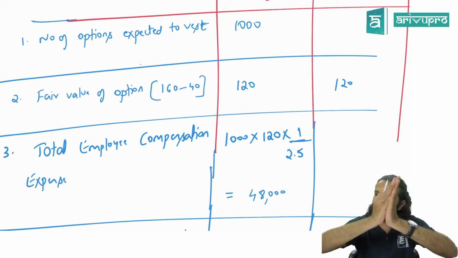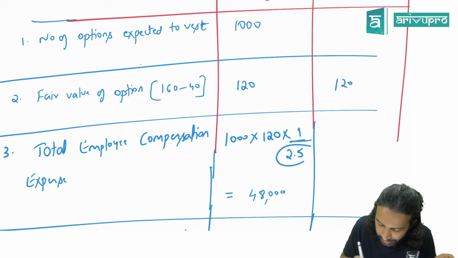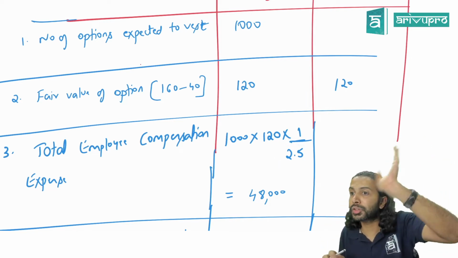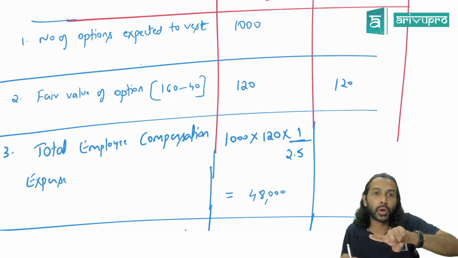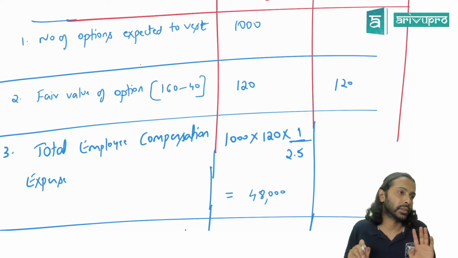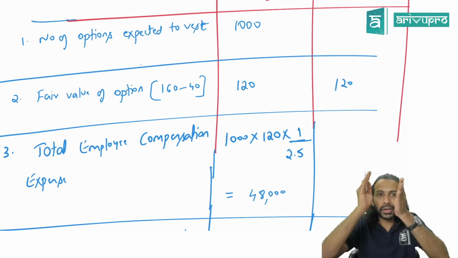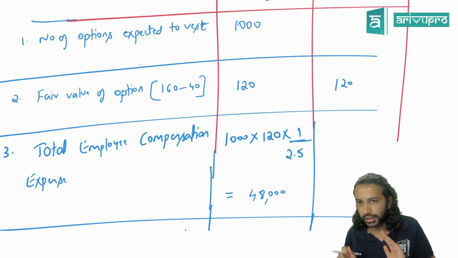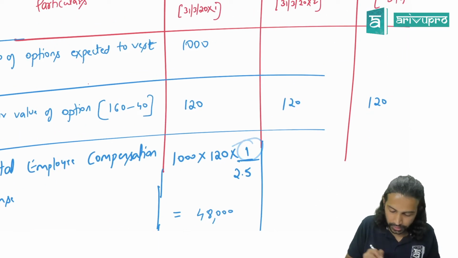That total loss has to be amortized over the vesting period. Here the vesting period is 2.5 years. If the vesting period was 4 years, then your denominator would have been 4, not 2.5. If the vesting period is 7 years, then your denominator would have been 7. This is your denominator. How about your numerator? 1. How did you get 1? From the grant date till the end of the year you need to count. Easy.